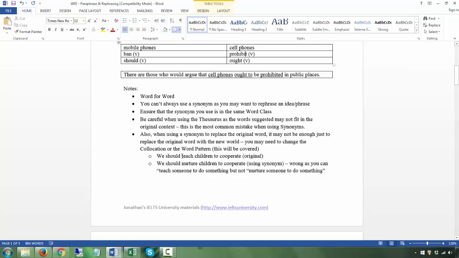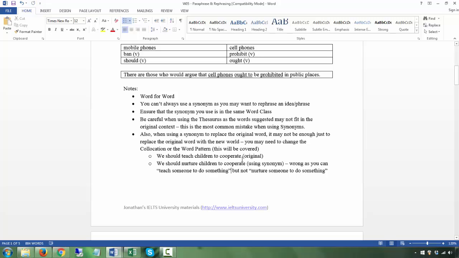Okay, we should teach children to cooperate. Okay, so if that's the original sentence, you go to the dictionary, you find nurture has a similar meaning to teach, and then you just substitute it. We should teach children to cooperate, and you put we should nurture children to cooperate. All right. Now this is wrong. Firstly, you can teach someone to do something. This is a word pattern. Okay. You can teach someone to do something, but not nurture someone to do something.